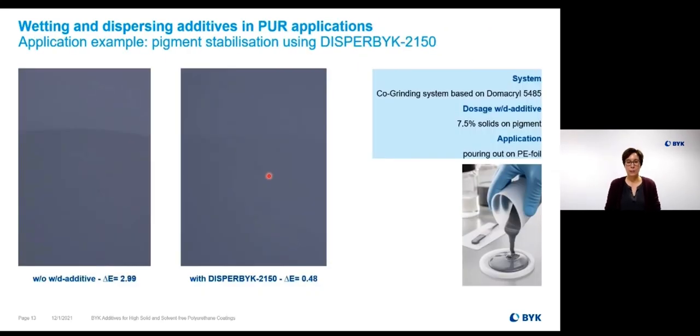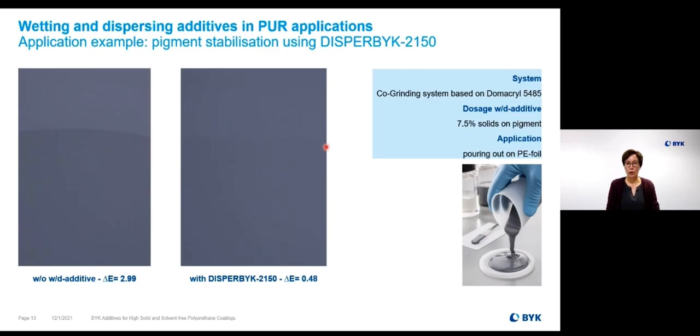Coming now to one application example. Especially for high solid systems, we did a lot of lab trials. It is always our target to have for all kinds of systems the perfect additive solution. Here in this case, we developed a starting point formulation based on a hydroxy acrylic resin with 75% non-volatile matter. It was the target to achieve a light grade co-grinding formulation. And in our screening, we tested a lot of our wetting and dispersing additives. And finally, we found that Disperbyk 2150 gave the best delta E value.